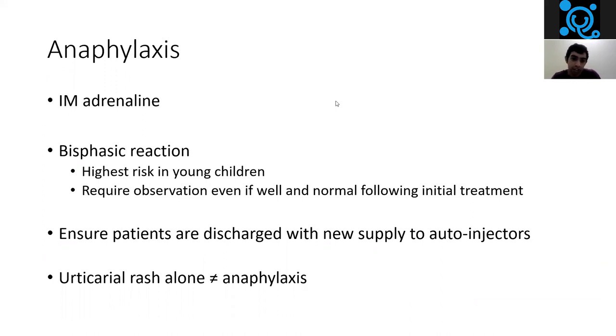And then you need to ensure patients are supplied with auto-injectors. And the final thing to bear in mind is that an urticarial rash alone does not mean they've got anaphylaxis. Okay? So they are allergic to something, but it doesn't mean they've got an anaphylactic reaction. Okay? An urticarial rash alone is not life-threatening.